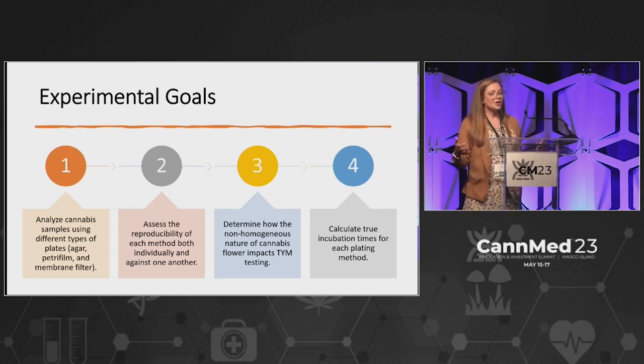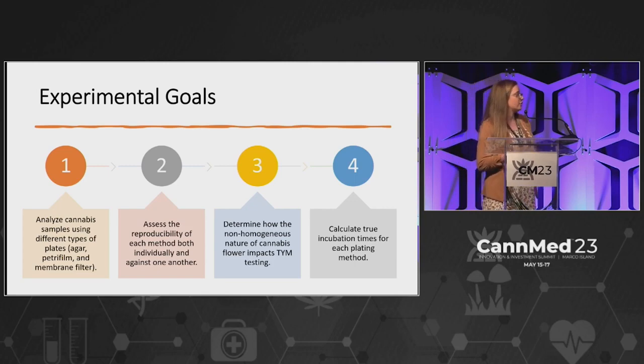First off, what we wanted to do was analyze cannabis samples using different types of plates, whether that be agar, petri film, and membrane filters. Plating is a really big controversy, right? You go to lab A and you get a plating result of this, you go to lab B and you get a plating result drastically different. So why? What is going on there? We wanted to be able to compare these methods and assess the reproducibility of the methods both individually and then also against one another.